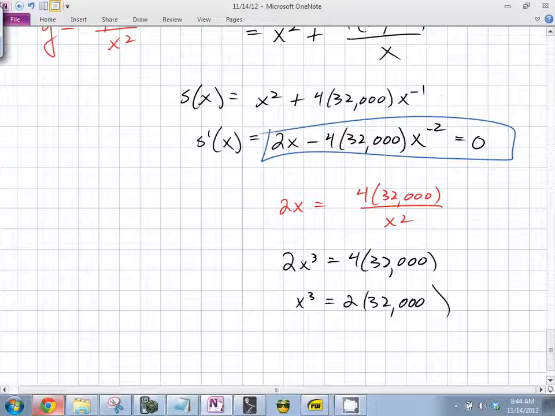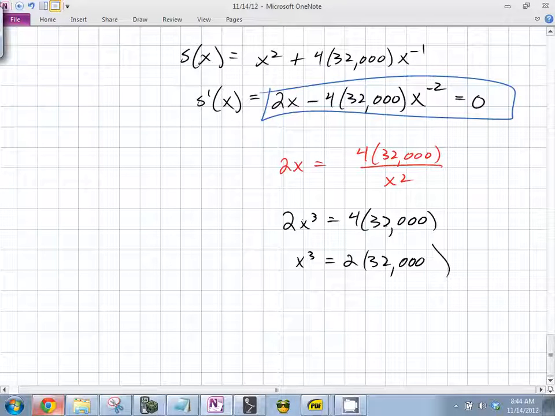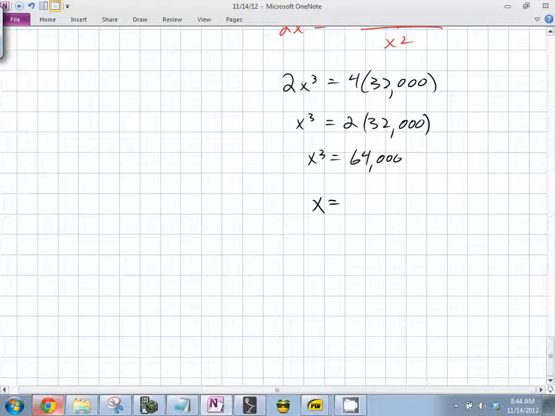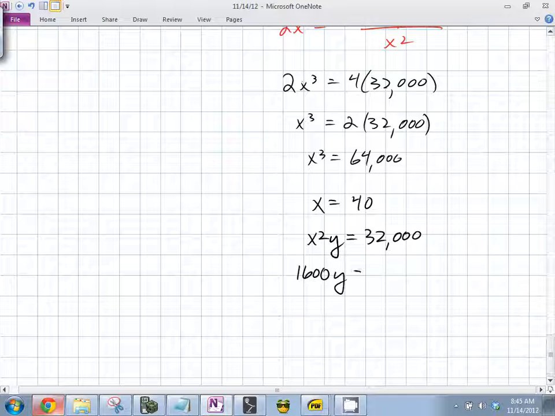So what does x equal? 40. So what must y equal? 20. Because you know the base has to be 40 by 40. And how do we know that y is equal to 20? Well, we know that x squared times y has to be 32,000, right? So we know that 1,600 times y is equal to 32,000. So y is equal to 20. So we know that this box is 40 by 40 by 20. What's the one thing we haven't done here? We didn't verify.